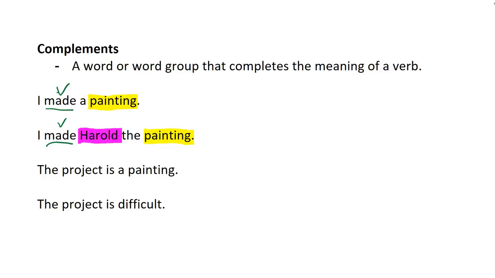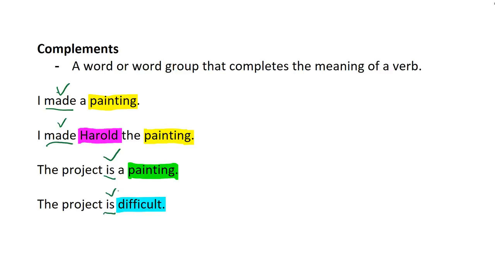And then the project is a painting. Well, in this case, painting, again, is another complement. The project is what? The project is a painting. And again, this time the verb is a linking verb, but it's right there. And then the project is difficult. In this case, this is the first time a complement is not a noun. The complement is the word difficult. The project is what? The project is, again, a linking verb, difficult.